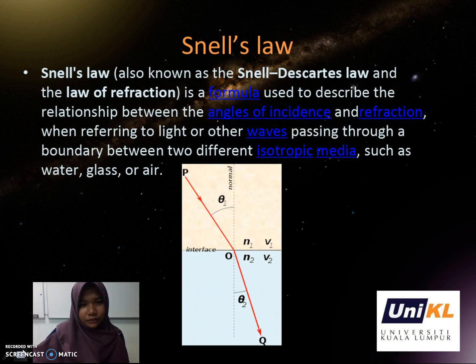So Snell's law. Snell's law is also known as the Snell-Descartes law and the law of refraction. It is a formula used to describe the relationship between the angle of incidence and refraction when referring to light or other waves passing through a boundary between two different isotropic media, such as water, glass, or air.